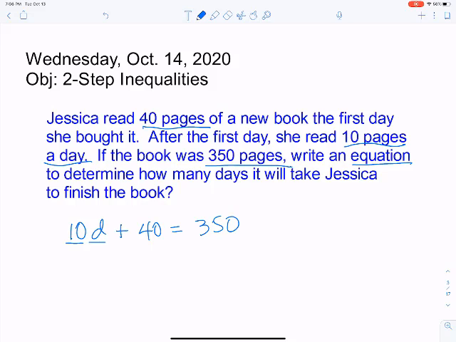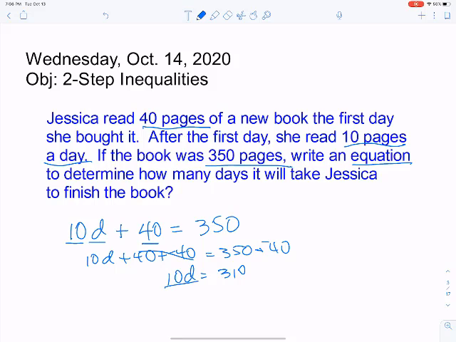Okay, so let's see how you did. First I need to get rid of the 40. So 10D plus 40 plus negative 40 equals 350 plus negative 40. So my 40s go away, and I'm left with 10D is equal to 350 plus negative 40, which gives me 310. So I divide both sides by 10, and I end up with D is equal to 31.